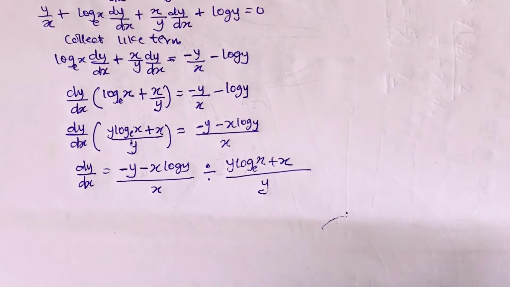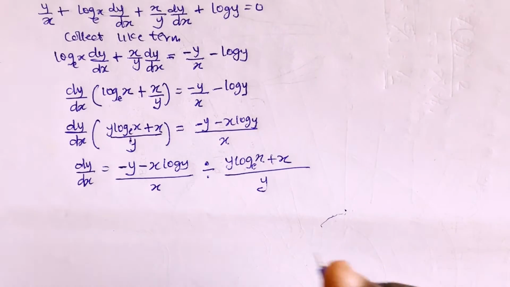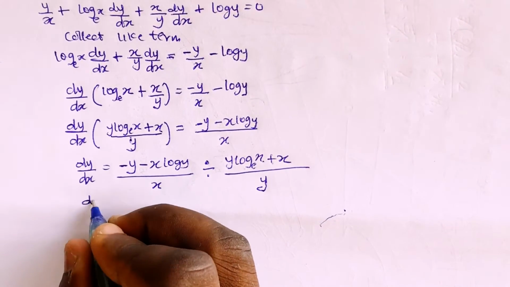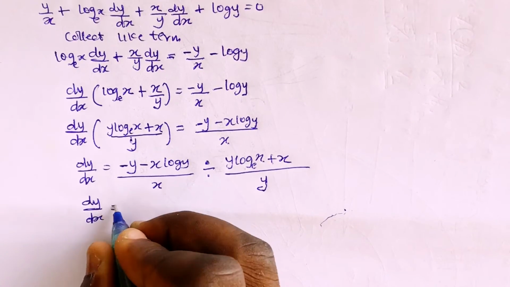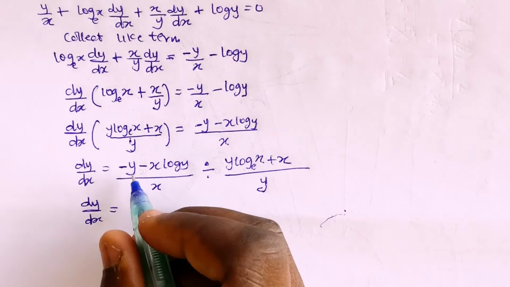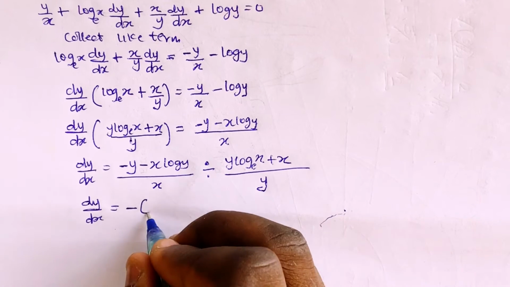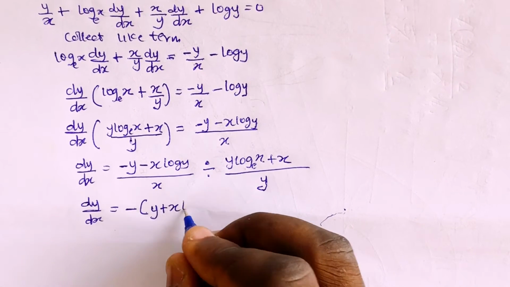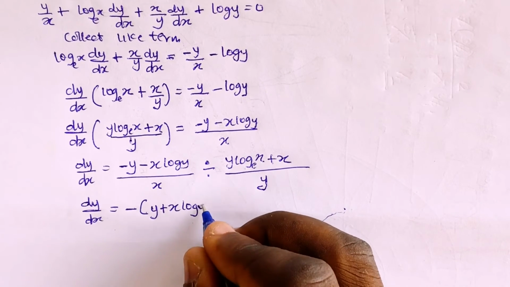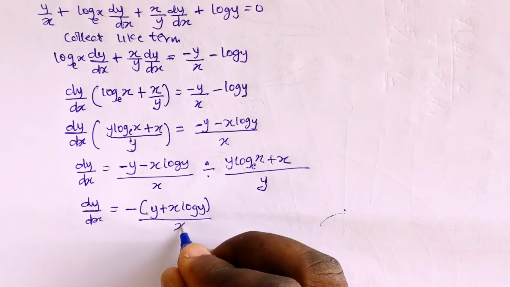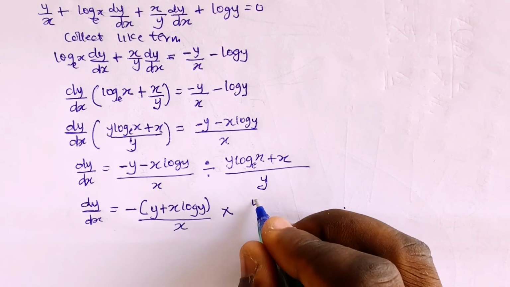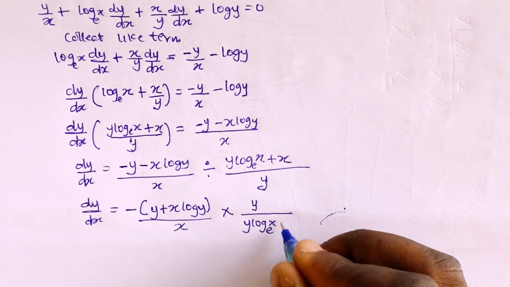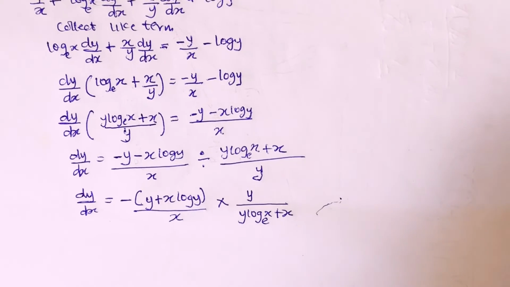I can actually go ahead and just change the division sign to a multiplication sign. So that I'll be having dy over dx equals to, factorizing minus here out, that's minus into bracket. This one will actually give me y plus x log y divided by x multiplied by y divided by y log x base e plus x. Can you see it?